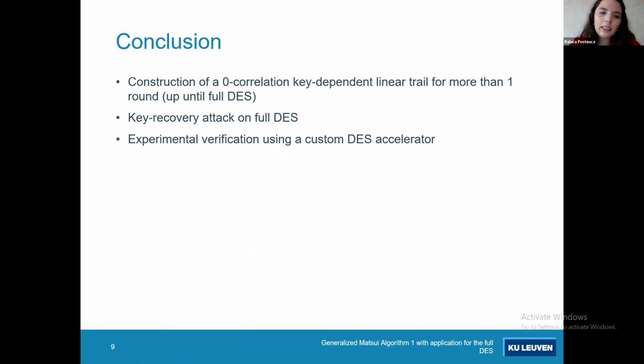In conclusion, in our work, we constructed a zero correlation key-dependent linear trail for more than 1 round of DES up until full DES. We used this linear trail to design a key recovery attack on the full DES, and we performed experimental verifications of our claims using a custom DES accelerator.